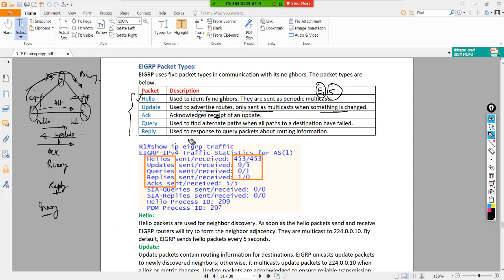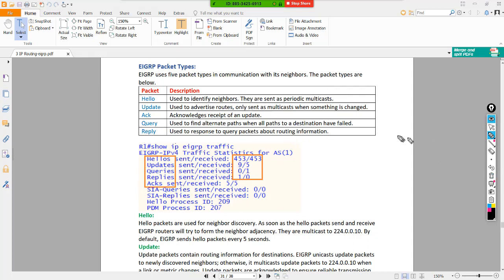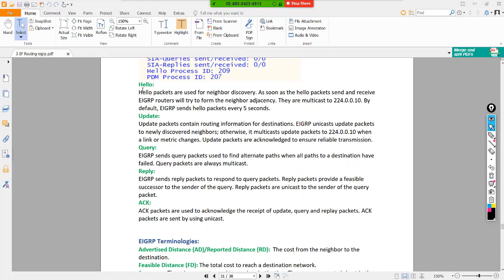Reply is when you have some response back. Let's say you know there is an alternative path, you respond back saying that yes, I have an alternative path to reach the destination. How do you see all these packets? With the help of this command, show IP EIGRP traffic, which will show you how many hello packets you have sent, and how many updates, queries, replies and acknowledgements. So each function will have its own packets to carry out the job. These are all about hello, update, query, reply and acknowledge.